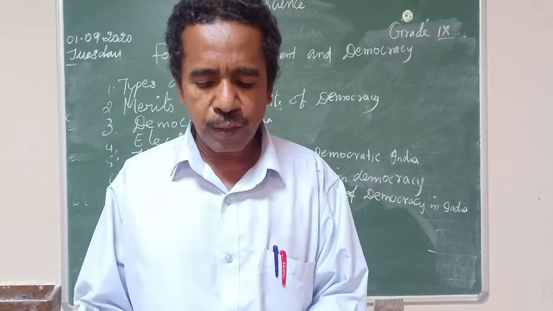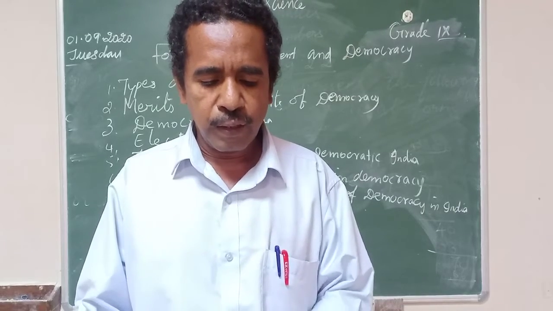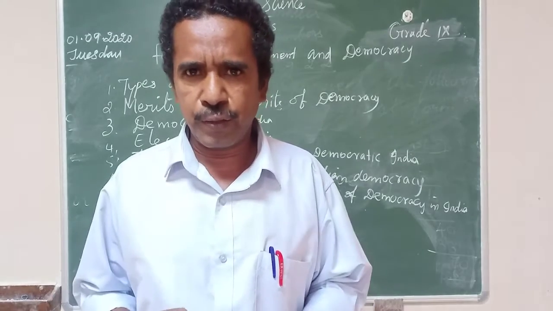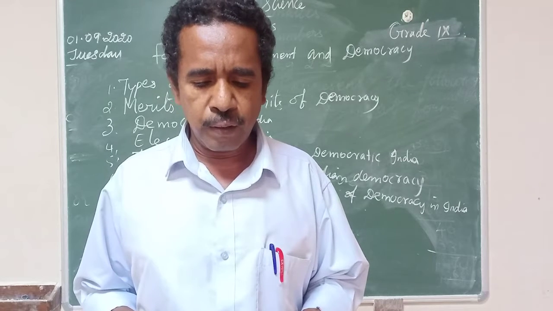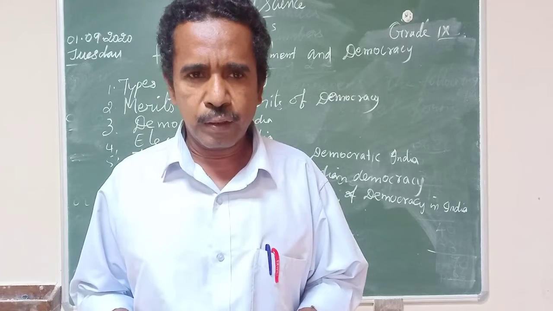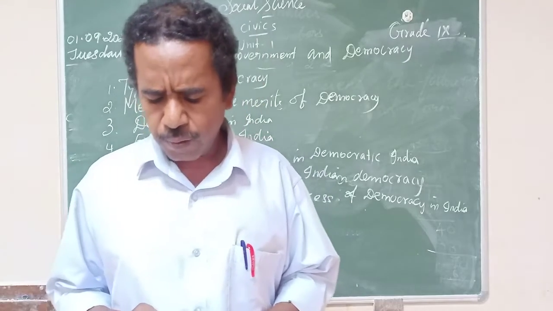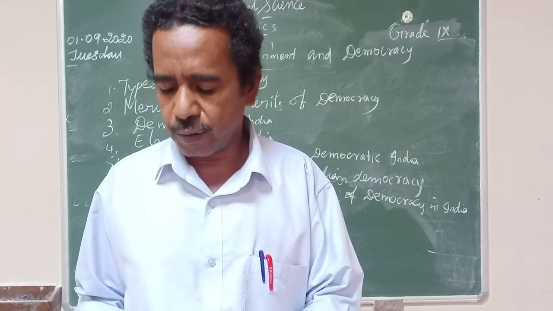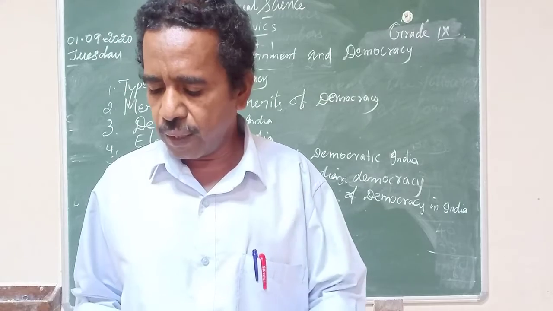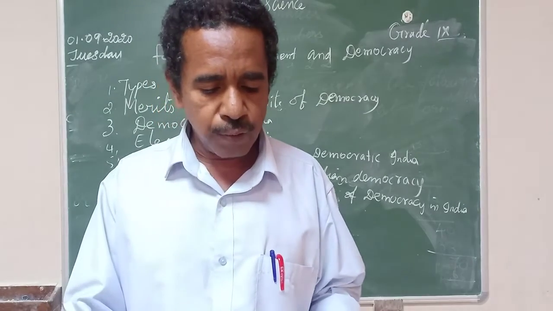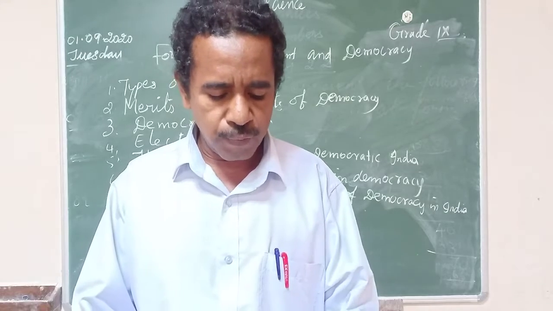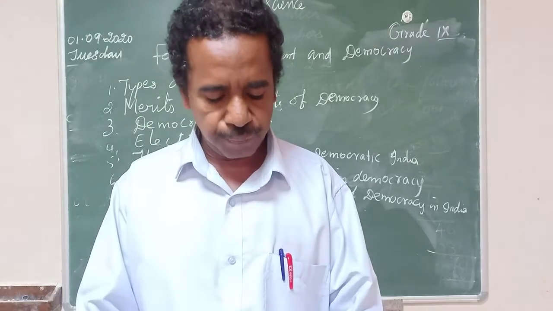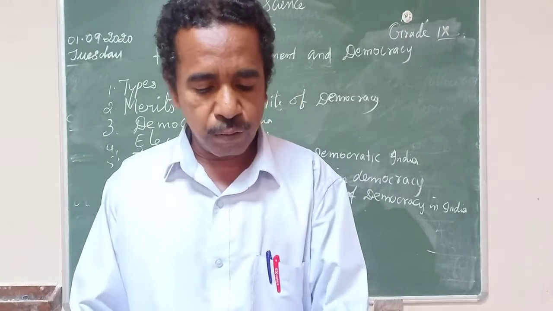Okay, students, welcome to the online class. The other day we started a lesson from the civics part, that is forms of government and democracy. The forms of government we have completed, and we started about what is democracy, meaning of democracy, definition of democracy, salient features of democracy, evolution of democracy, up to forms of democratic government. In that I have marked two more questions. I think you might have studied the two more questions.